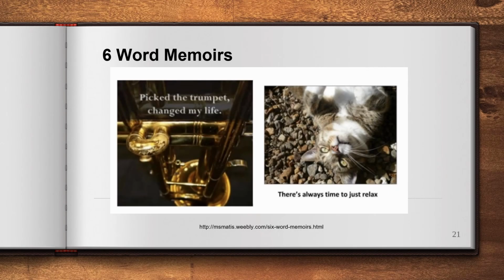So some people actually write 6-word memoirs about their own lives to express an important theme. So here's somebody's 6-word memoir: picked the trumpet, changed my life. And somebody else says, there's always time to just relax. So 6-word memoirs don't just have to be about main characters in a book. They can also be a little wrap up of where you're at in your life right now.